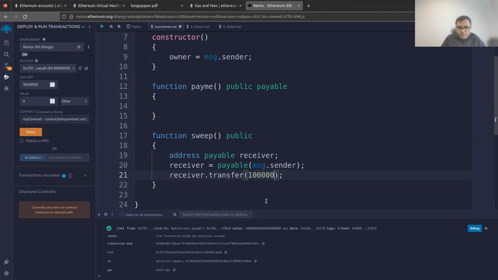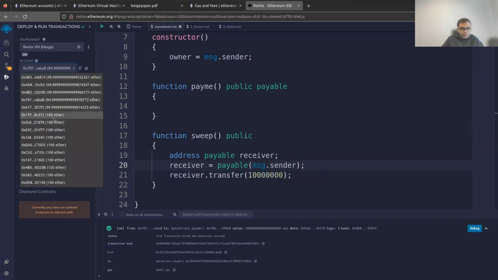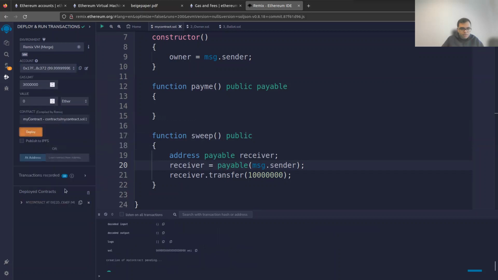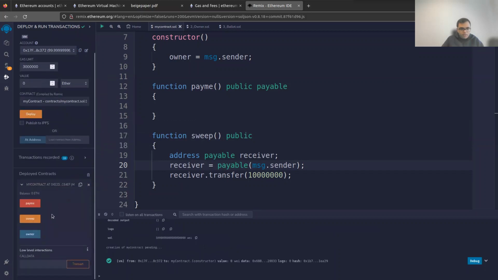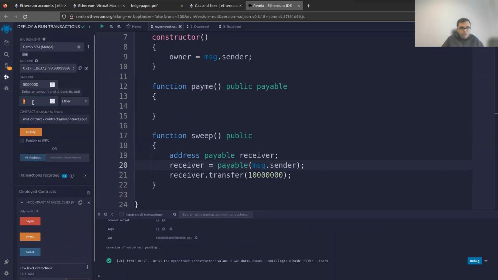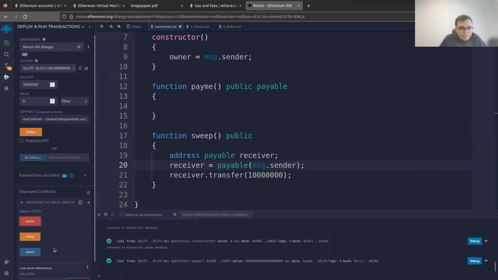Let's say I'm just going to transfer this much to the receiver instead of 1 Ether. So let's see what happens. I'm going to deploy this contract, and I'm going to deploy it using this account. So I deployed it. The contract is there. Now I'm going to pay it, let's say 50 Ether. Okay, 60 Ether, let's say. I paid 60 Ether. Now the balance of the contract is 60 Ether.